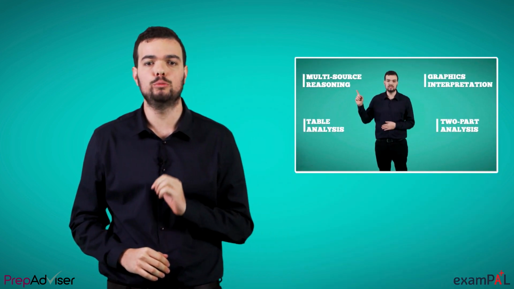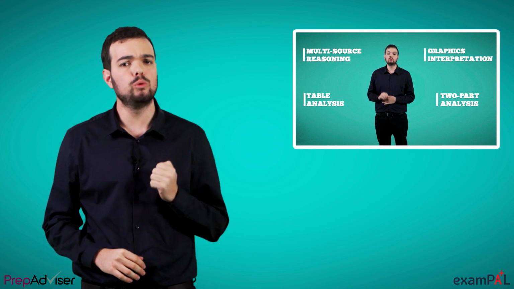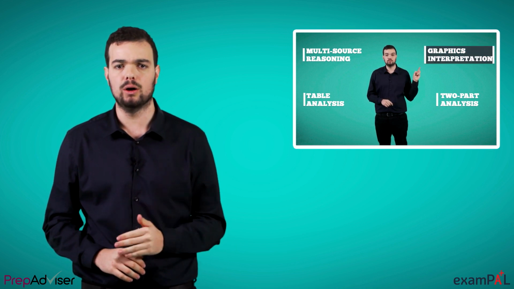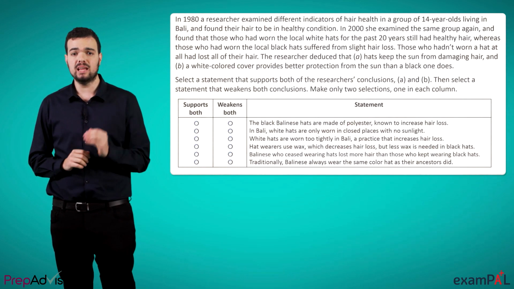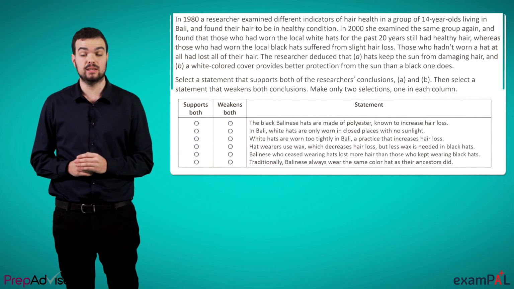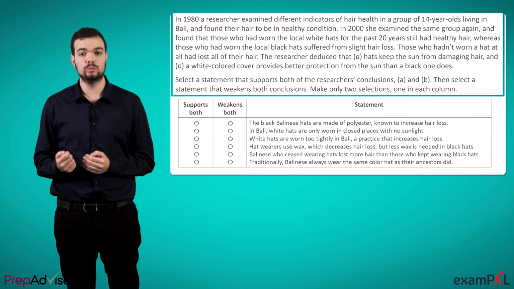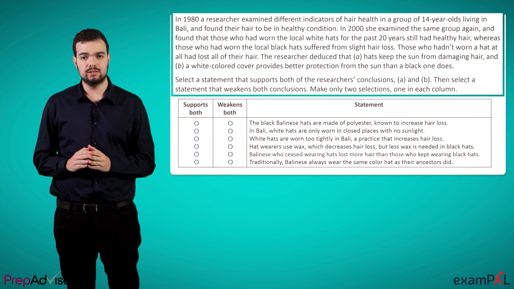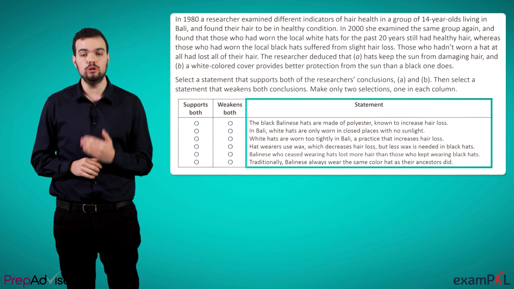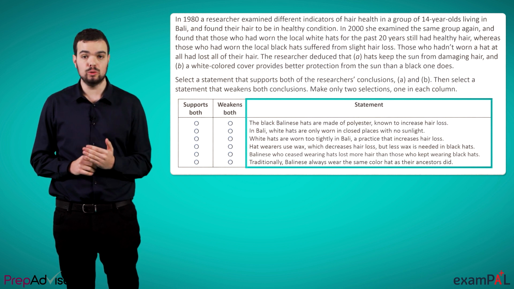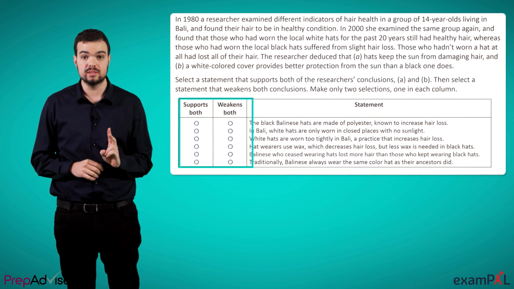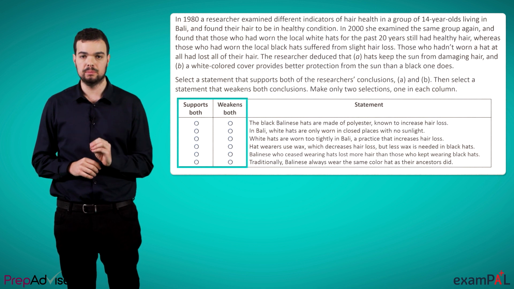If you haven't done so yet, take a look at our graphics interpretation video for a basic run-through of what this section is all about. In this video, we're going to talk about a different type of question we will see on the IR, two-part analysis. In this type of question, we're given a passage of text in which there is an argument or several arguments being made. We are then presented with a series of statements which refer to the text, and we have two criteria arranged in two columns by which we need to judge each statement.